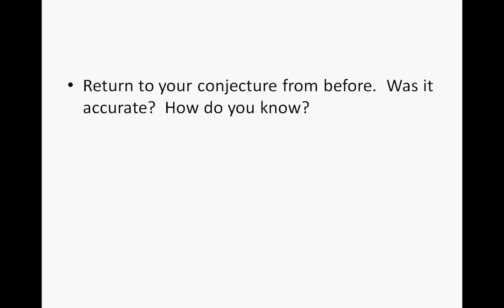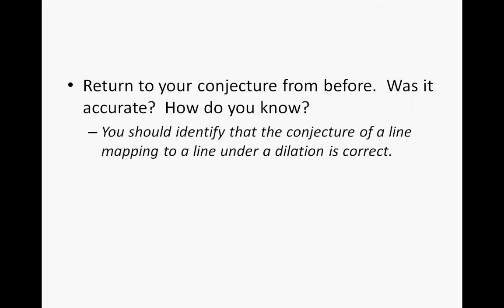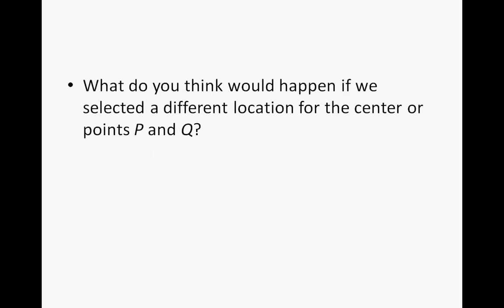All right, so return to your conjecture from before. Was it accurate? So the conjecture about a line. Can a line, when it goes through a dilation, is it still a line? Well, you should have identified that the conjecture of a line mapping to a line under a dilation is correct. So we can map that line by just moving it, and it would map onto itself. So what do you think will happen if we select a different location for the center or for points P and Q? Go ahead and answer that question before you continue.